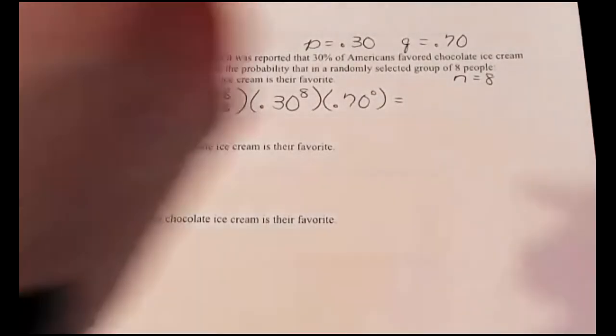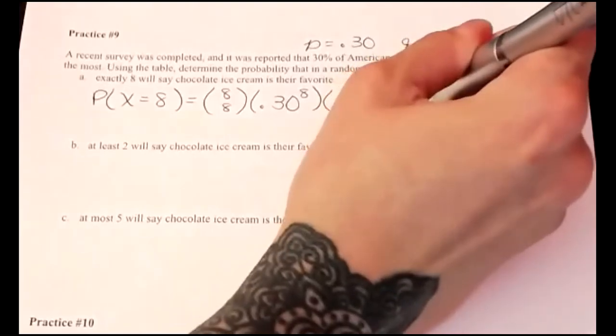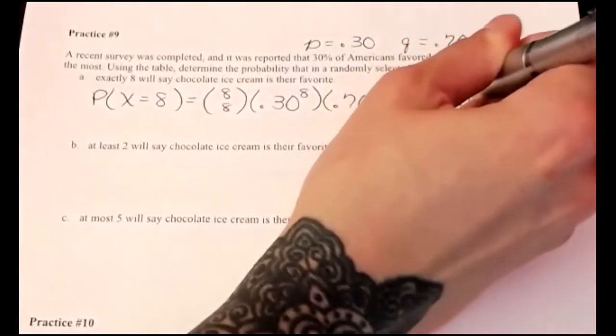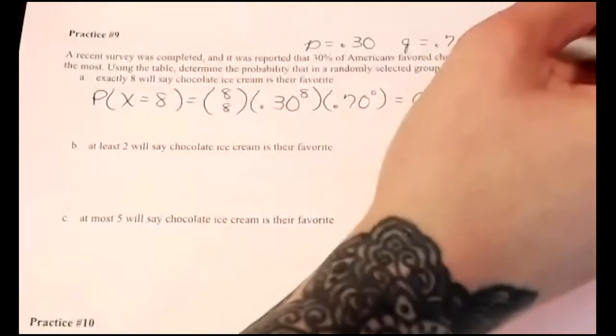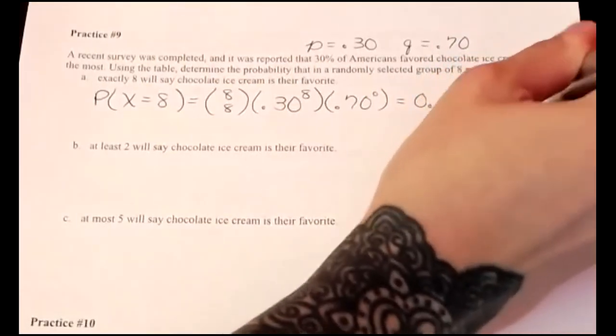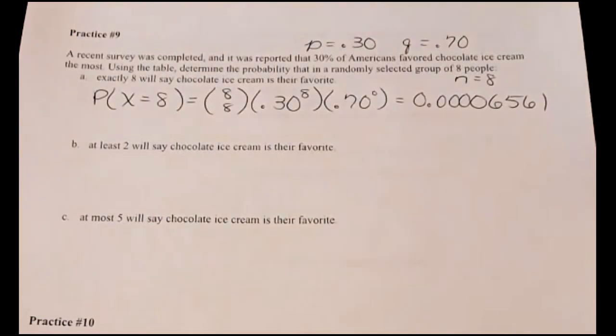According to the website, we found that that likelihood is 0.00006561. So AKA ridiculously low that that's even going to happen, right? We know that only 30% of Americans favor chocolate ice cream the most. So in which case it's probably really, really unlikely that all 8 will say that.